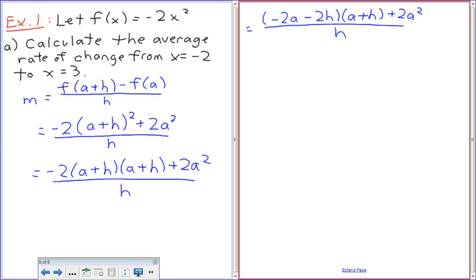Now there are faster ways to do this. I'm taking the slowest way possible. Nicole, could you show off your foiling skills and foil these two for me, please? Negative 2a squared. Negative 2ah. Negative 2ha. And negative 2h squared. I'm just going to call them both 2ah, because those are going to come together.